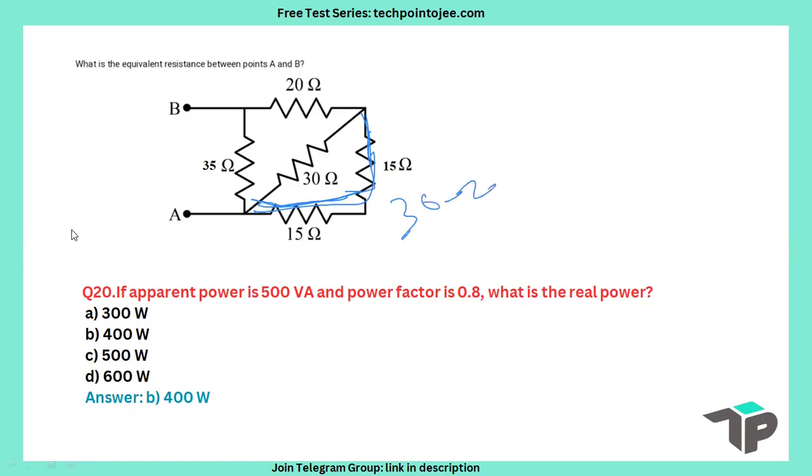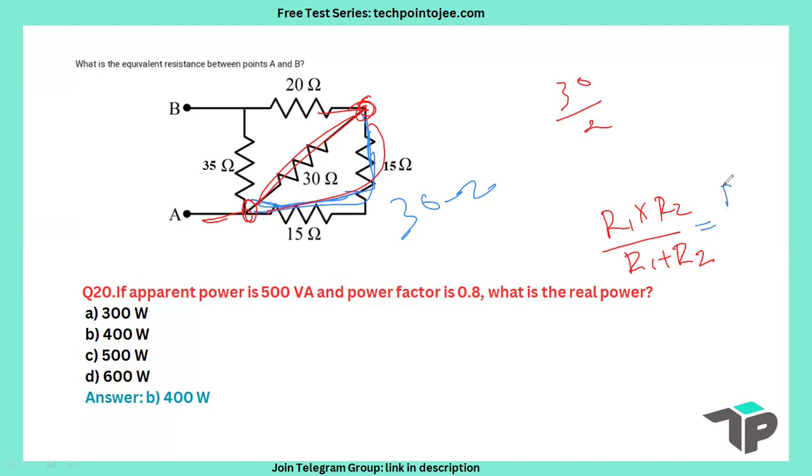Now this 30 ohm and this 30 ohm, these two are in parallel, because they have the same common point. So 30 and 30 in parallel will be 30 by 2. The formula for parallel resistance is R1 into R2 divided by R1 plus R2. In series we add, and in parallel we use this formula. If the values are the same, R into R by R plus R is R square by 2R. So R cancels, R by 2. So 30 by 2 is 15.